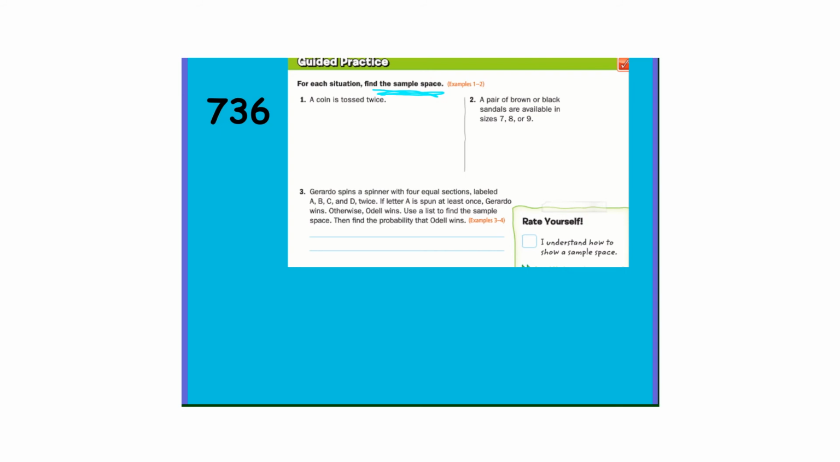Okay, a coin is tossed twice. Tails, tails, tails, heads, heads, tails, heads, heads. There's the sample space. A pair of brown or black sandals are available in sizes 7, 8, or 9. So brown 7, brown 8, brown 9, black 7, black 8, and black 9. That's the sample space.